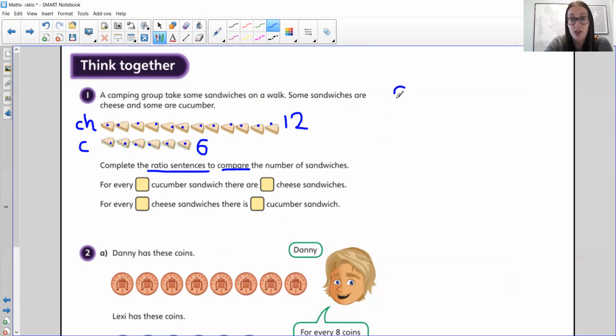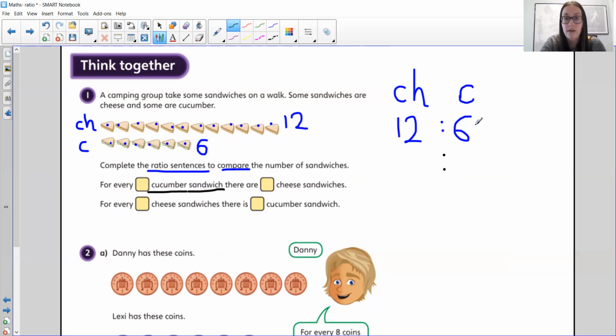Right, well, let's write this as a ratio because that always helps me. So cheese 12, colon, because that compares my ratio. Cucumber, there are 6. Okay then, this says for every cucumber sandwich, again, it's not plural. So this tells me I need to simplify this ratio to find out what one sandwich is the same as in cheese sandwiches. So what can I divide 12 and 6 by? How can I simplify these numbers? What's a common factor? Well, I can divide them both by 6.